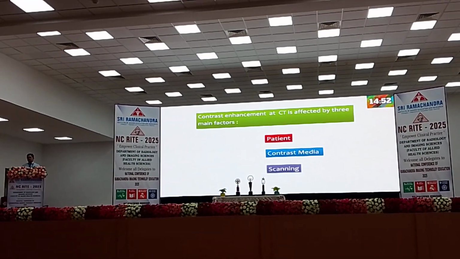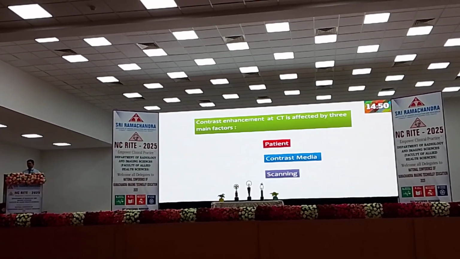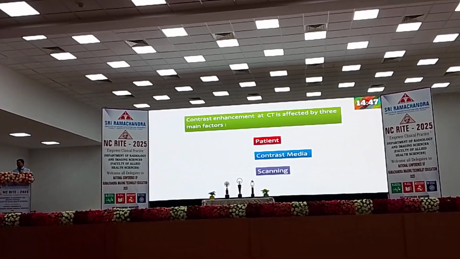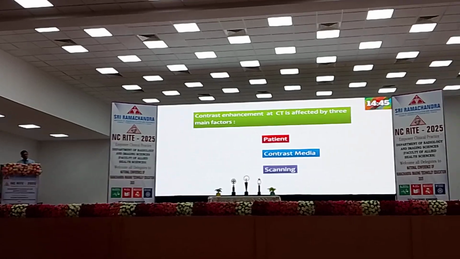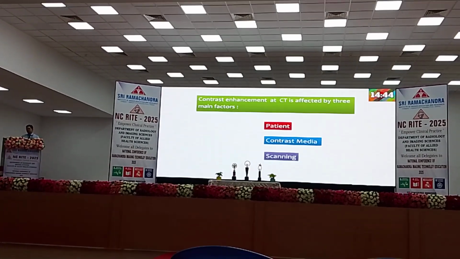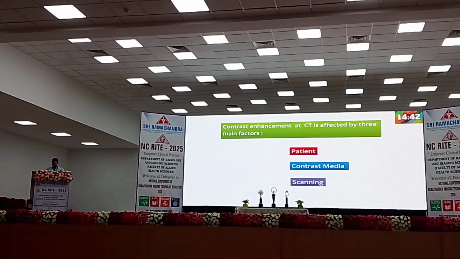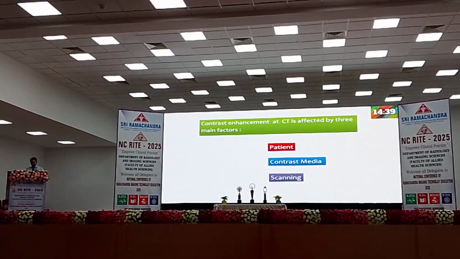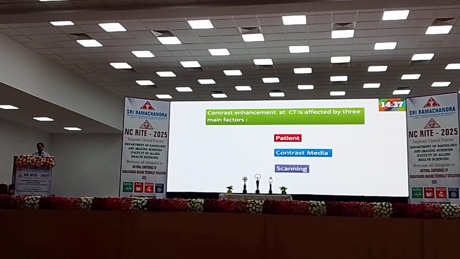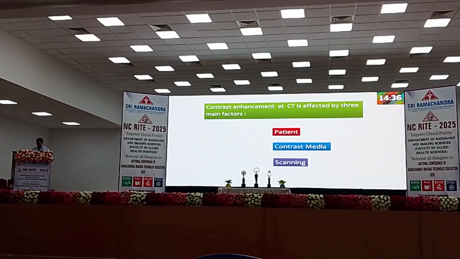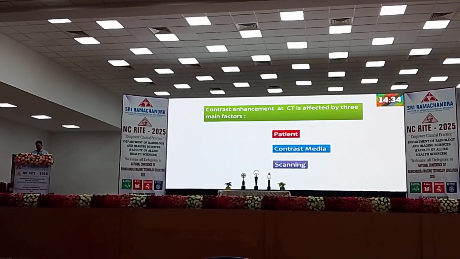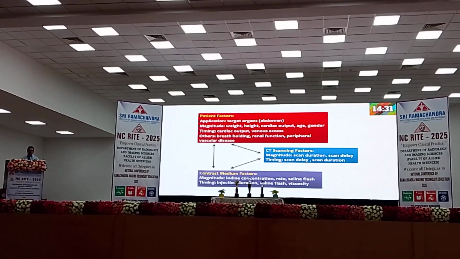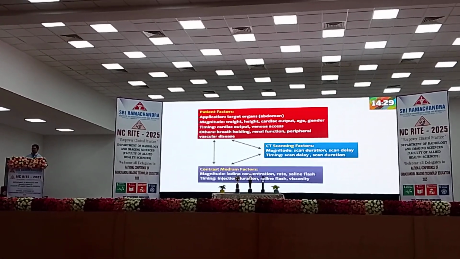So when you are injecting the contrast, there are 3 different factors affecting it. One is patient factors, the second one is contrast media factors, and the third is scanning factors. Especially when it comes to patient factors, it will definitely vary from person to person, whereas the contrast media factors and the scanning factors usually stay constant for most of the scanning centers.